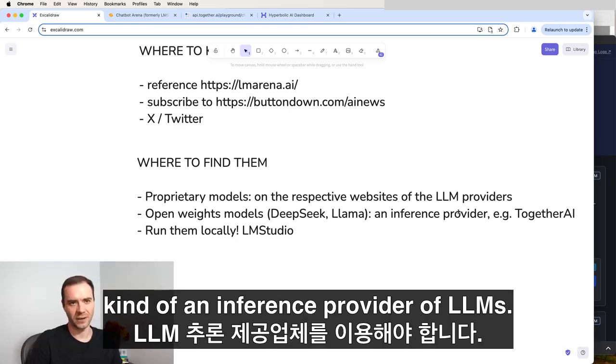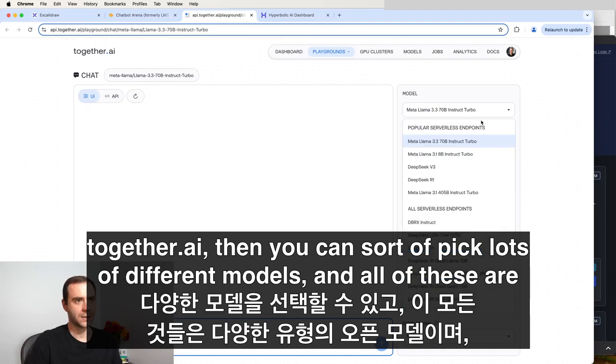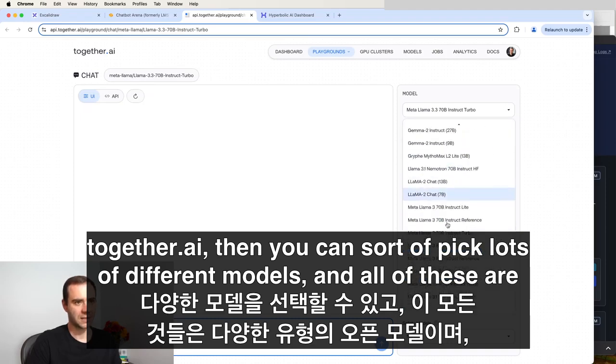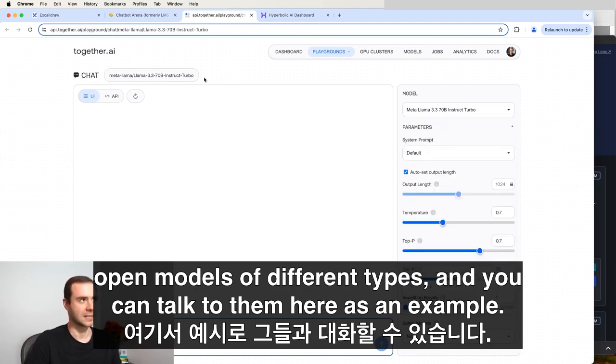For the open weights models like DeepSeek, Llama, etc., you have to go to some kind of an inference provider of LLMs. So my favorite one is Together.ai, and I showed you that when you go to the playground of Together.ai, then you can pick lots of different models, and all of these are open models of different types, and you can talk to them here as an example.